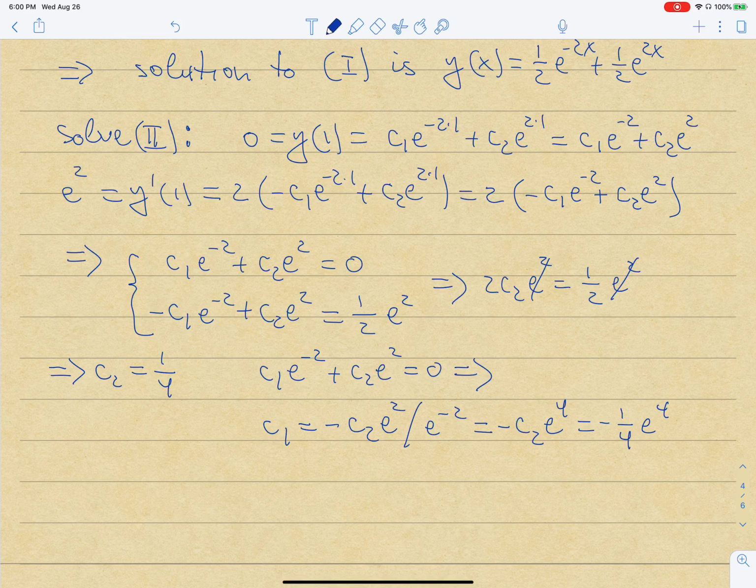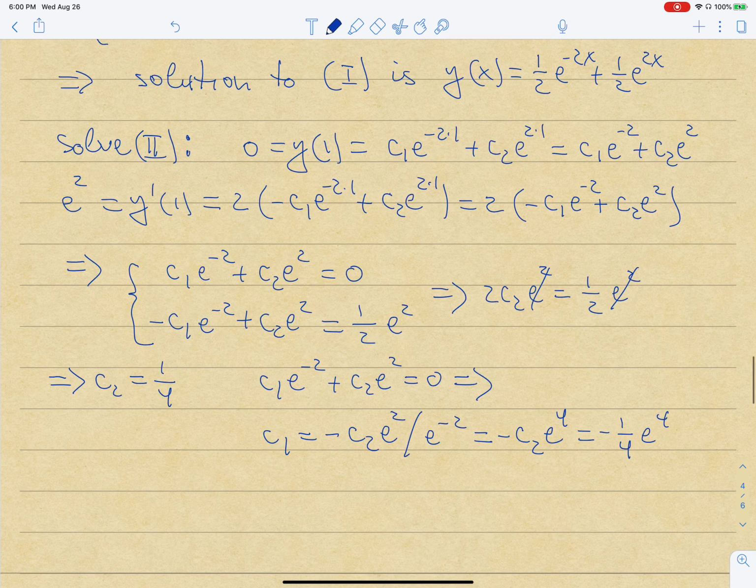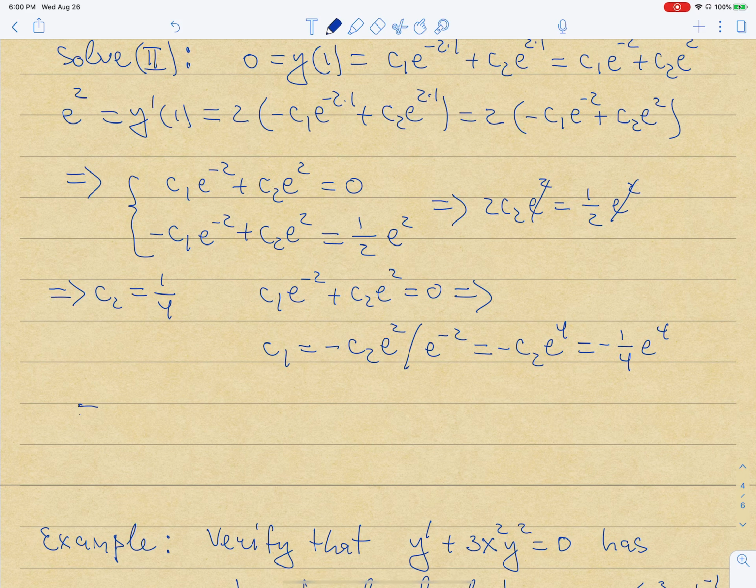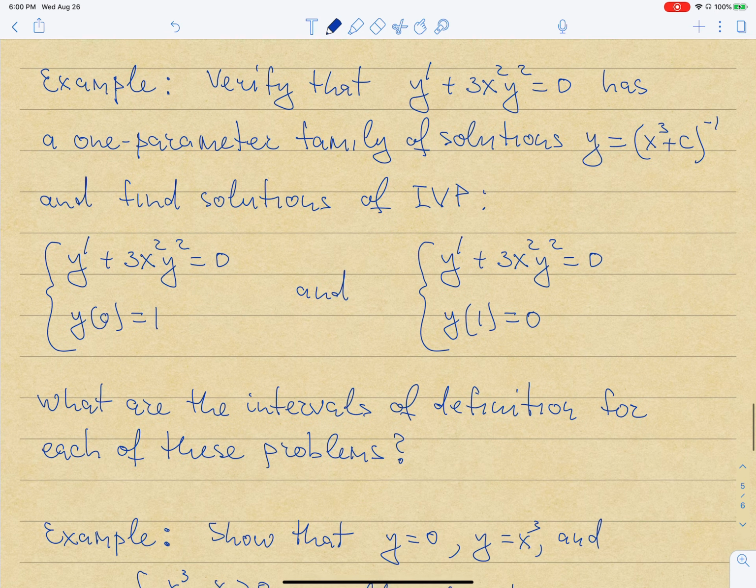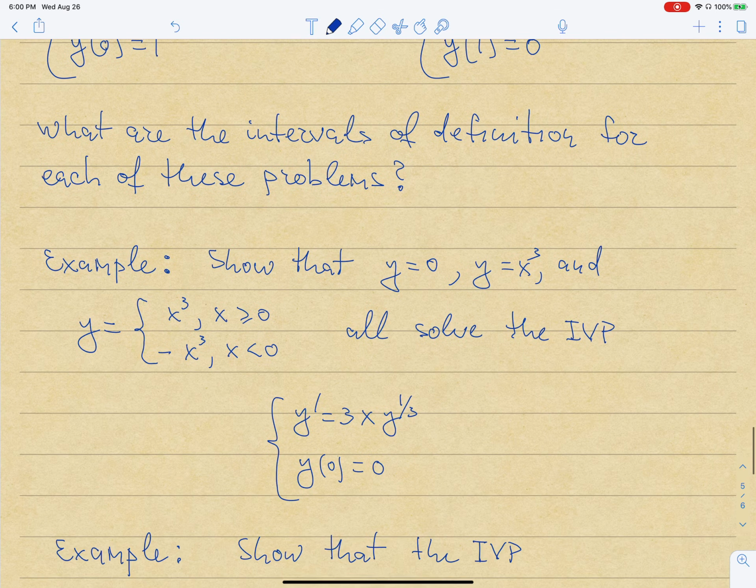And so altogether then, what is y of x? So therefore, y of x, a solution of the second initial value problem, is C1, which is minus 1/4 e to the 4, times e to the minus 2x, right? Because we had C1 e to the minus 2x, plus C2, which is 1/4, times e to the 2x. Right, so that's a solution to the second initial value problem. All right, so next example.